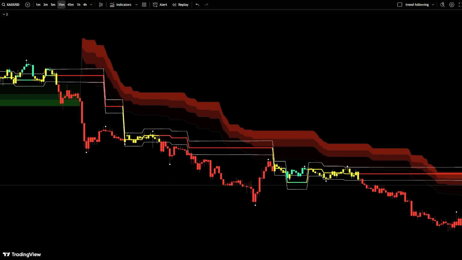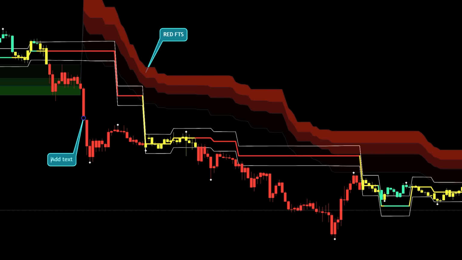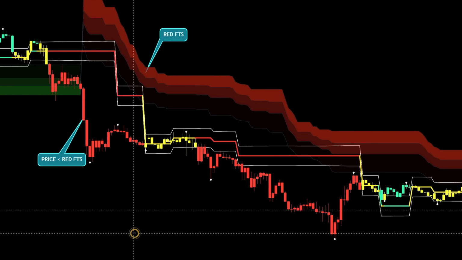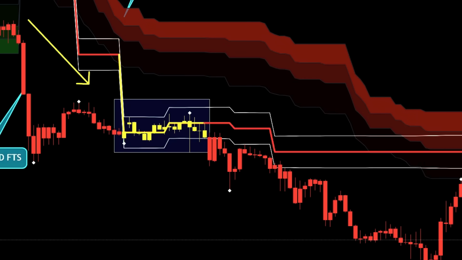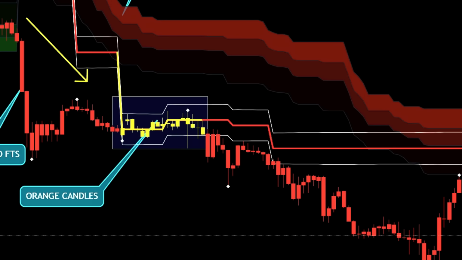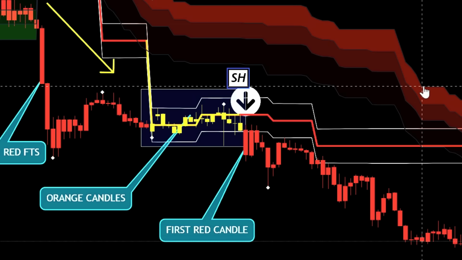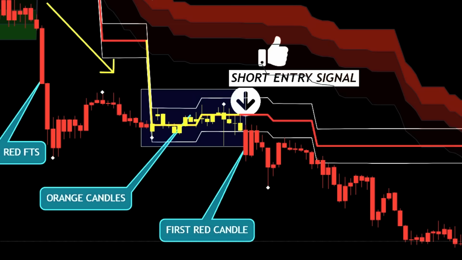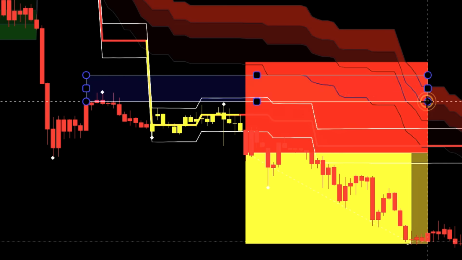And for shorts, it's the exact same idea, just flipped. I need to see a red FTS line with the price below it. Then I'm watching for an orange consolidation range. My potential trigger is the first red candle that closes below that range. A stop could just go above the high of that orange structure.